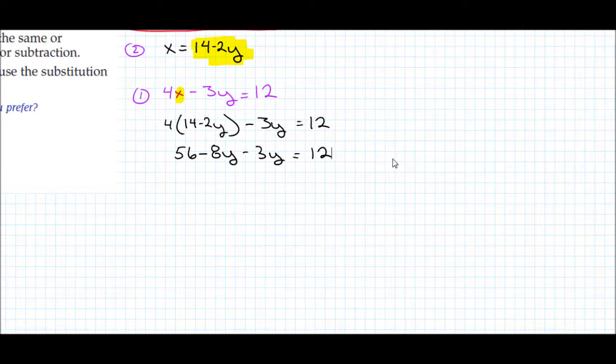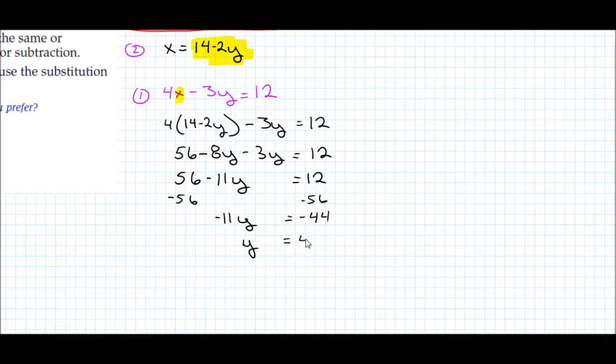Now combine like terms, so we're going to get 56 minus 11y equals 12. Subtract 56 from each side. We're going to get negative 11y equals negative 44. Divide each side by negative 11. So y is going to be positive 4. Okay, we're not done yet. We've solved for y, so we've got to solve for x.